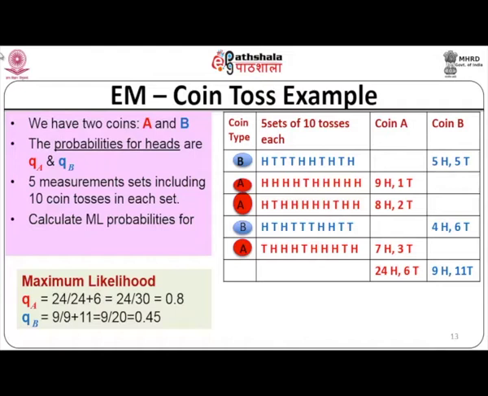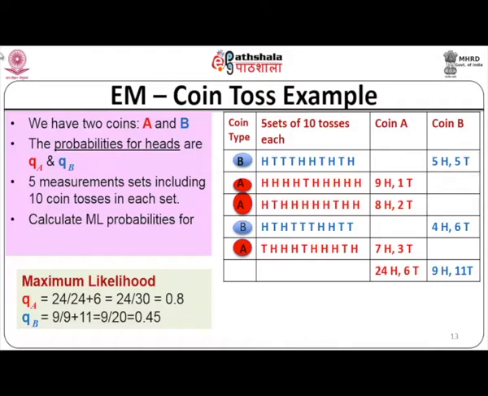So, for the first blue coin, when we toss, we got 5 heads and 5 tails. The second blue, when we toss, we got 4 heads and 6 tails. So, altogether we have 9 heads and 11 tails. We are only finding the probability of heads.